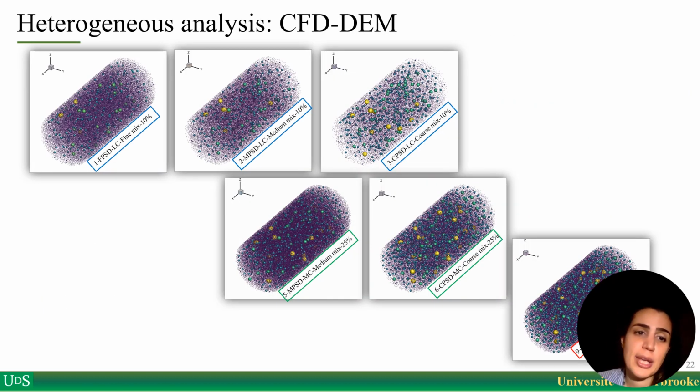In this slide, you can see the motion of aggregates for different concrete mixtures through the pipeline. For example, on the left side of the slide, you can see the motion of the aggregate for the mixtures with 10% particle concentration and fine particle size distribution. And in the middle part of the slide, you can see the motion of the aggregate through the pipeline for the concrete mixtures with 25% particle concentration.